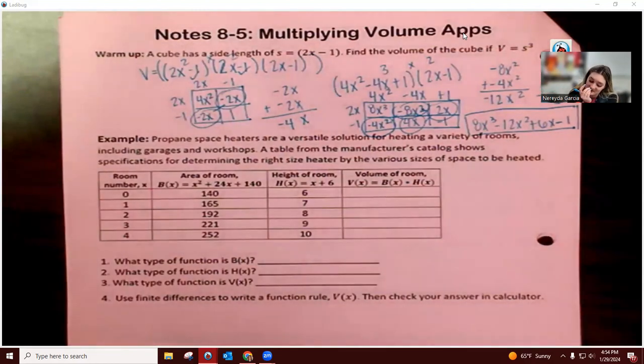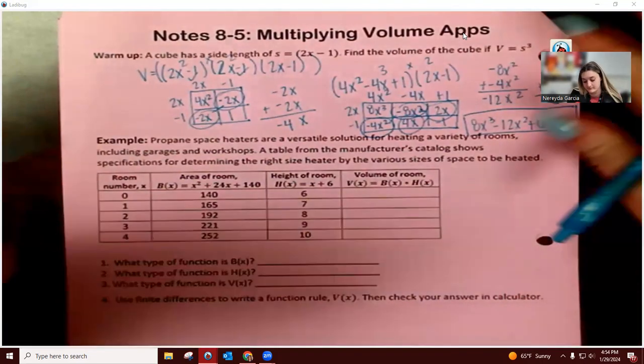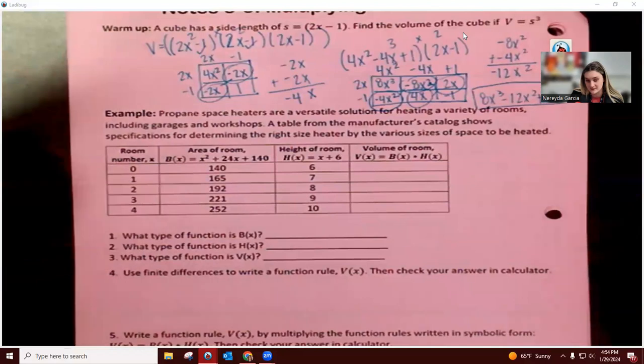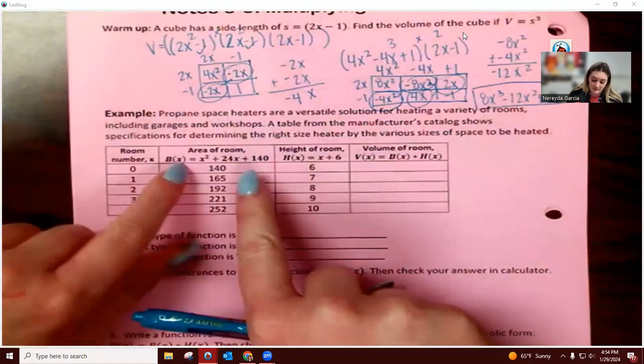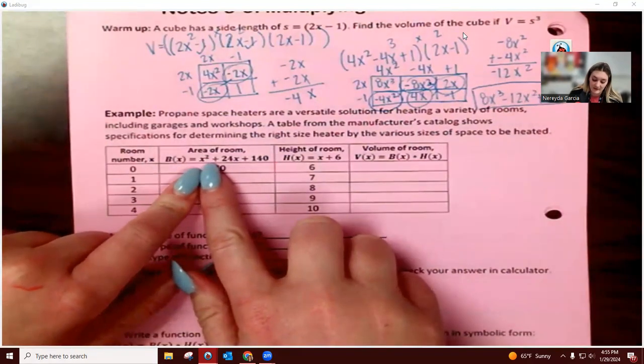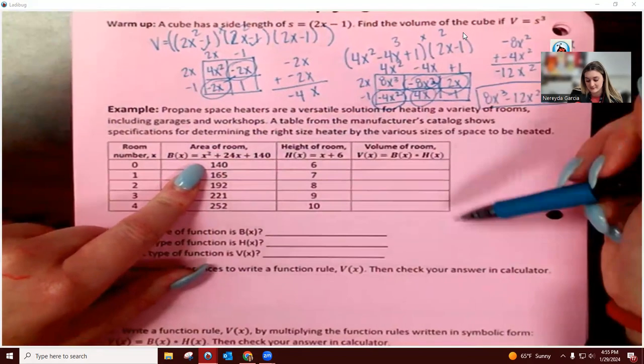So my example today says propane space heaters are a versatile solution for heating a variety of rooms, including garages and workshops. A table from the manufacturer's catalog shows specifications for determining the right size heater by various sizes of space to be heated. So my first question is, hey, what type of function is b of x? We could go two ways. My first way being, hey, look at this equation and see I have an x squared plus 24x plus 140. Right. Ooh, backtrack. Actually, let's fill in my missing table.